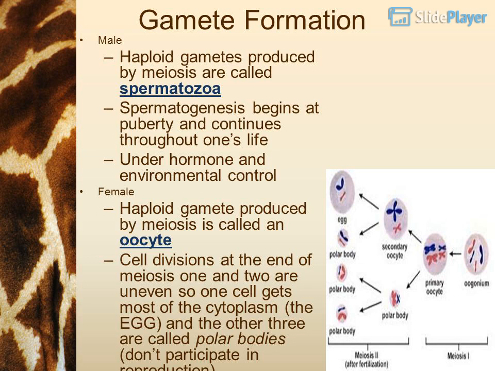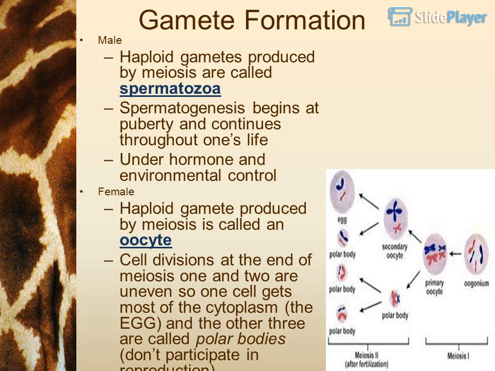Gamete formation. Male. Haploid gametes produced by meiosis are called spermatozoa. Spermatogenesis begins at puberty and continues throughout one's life, under hormone and environmental control.